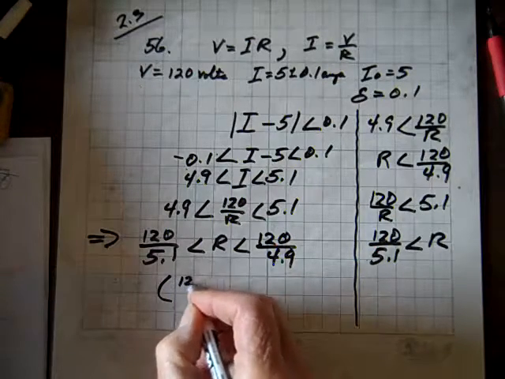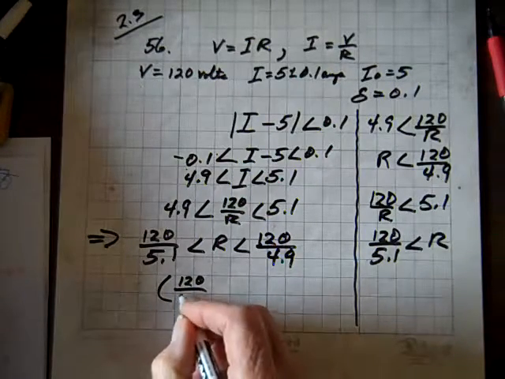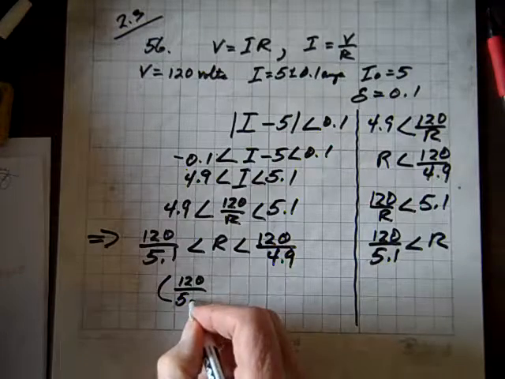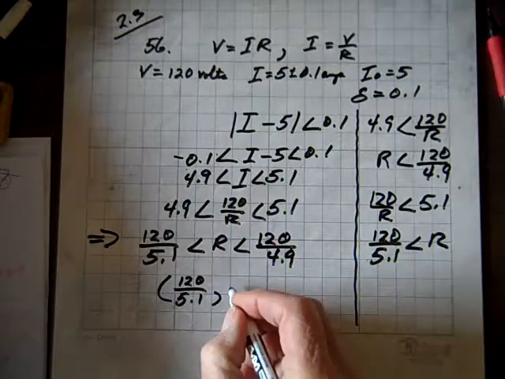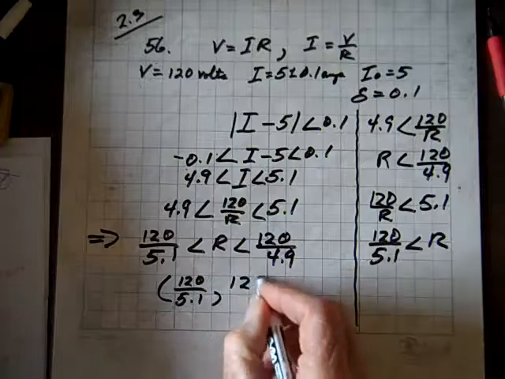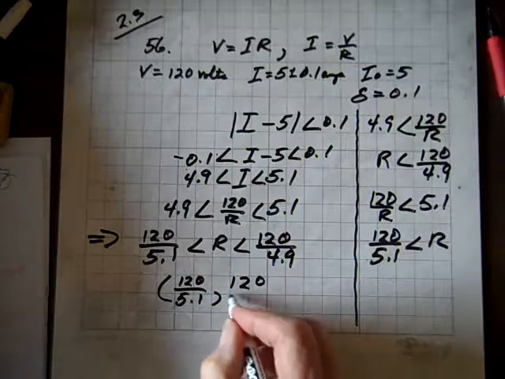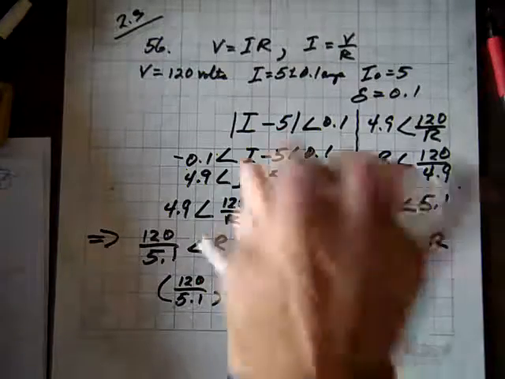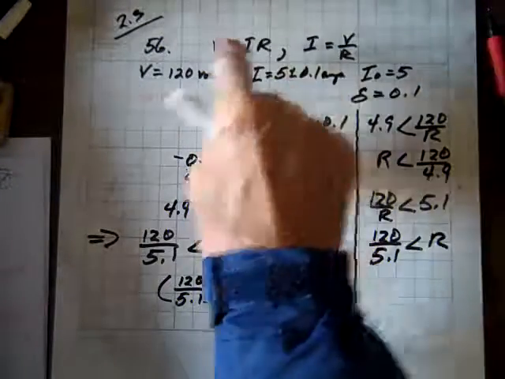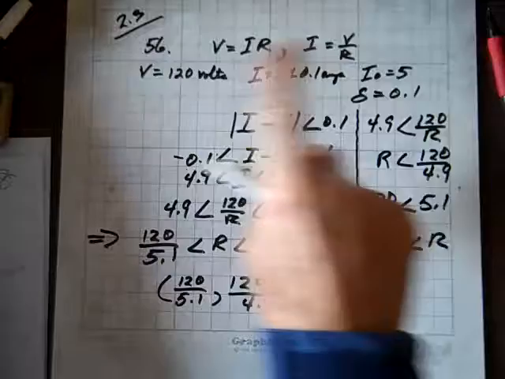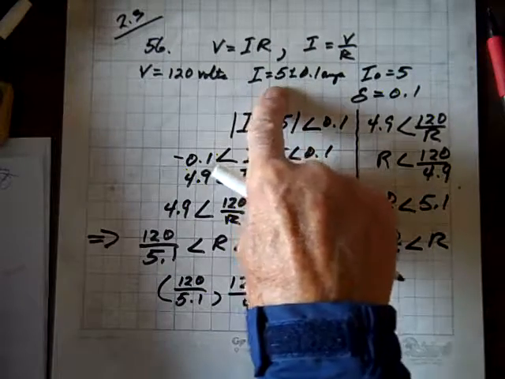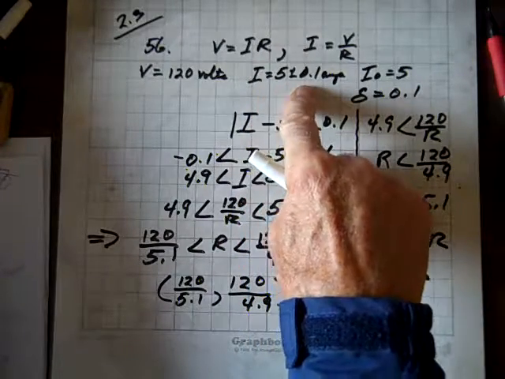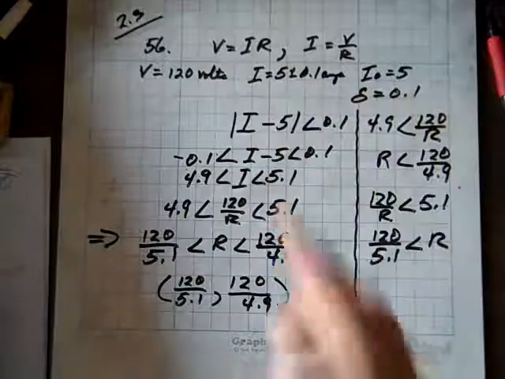So all the R values that are in this open interval will satisfy this equation right here when V is 120 volts and I is 5 plus or minus 0.1 amps. And we're done.